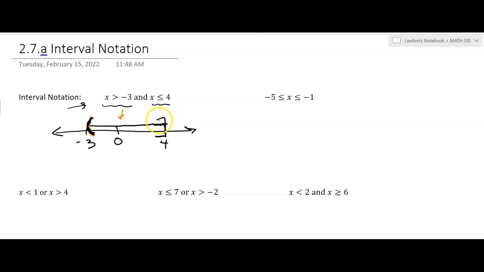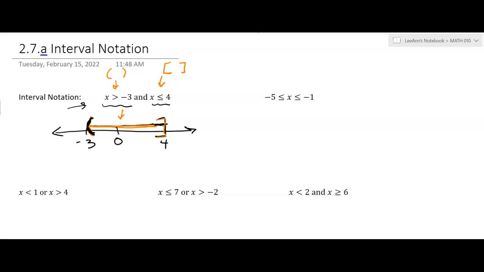And then here at the other end, we're using a square bracket to indicate we're going to include the 4. So when you have the bar underneath the symbol, you're going to use a square bracket, but if there's no bar, then you're going to use a parenthesis. I'll talk a little bit more about that. Now this represents a graph of all the numbers that are greater than -3 and less than or equal to 4.